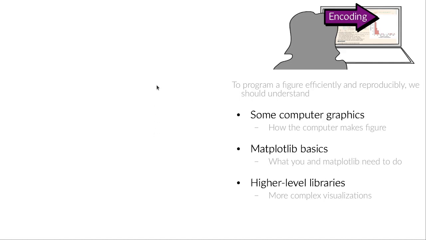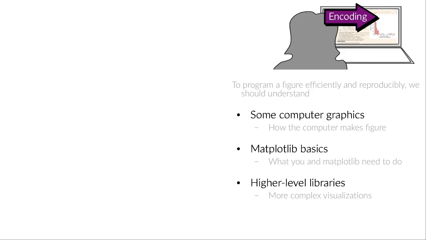In order to program a figure efficiently and reproducibly, it's helpful to understand some computer graphics, that is how the computer makes a figure, some Matplotlib basics, what you and Matplotlib need to do to make the figure, and a little bit about higher level libraries in order to make more complex visualizations. Before getting into these topics, we're going to start by making a really simple chart in Matplotlib. If you're completely new to Matplotlib, don't expect to understand the code right away, as we'll continue to unpack it as we go through different topics.